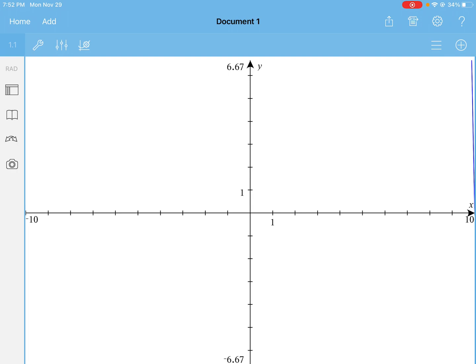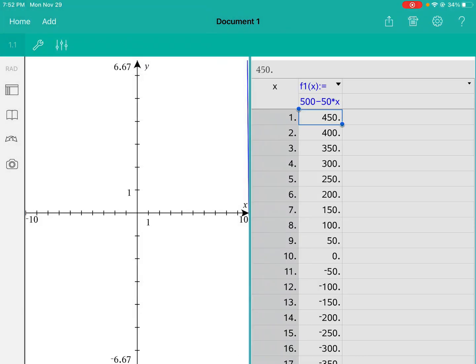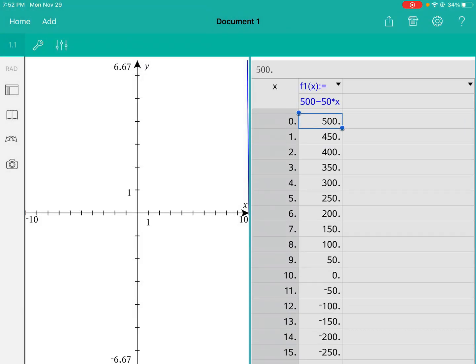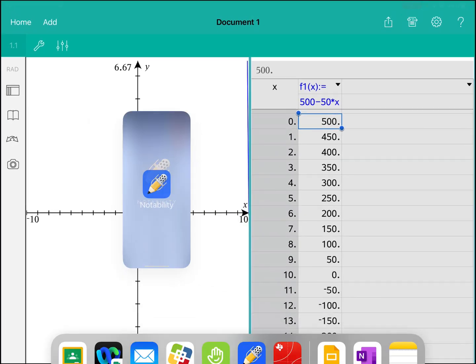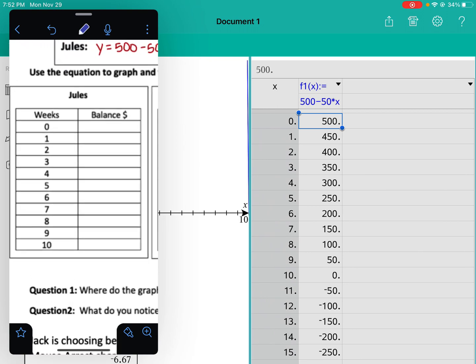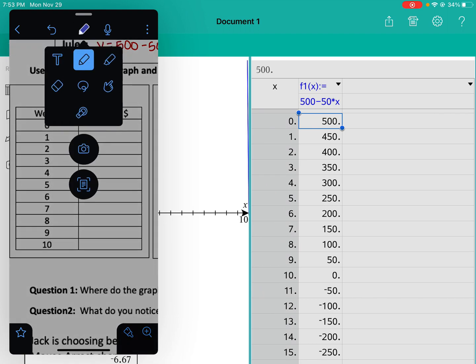So for the table, you're going to hit Control, the yellow button, and the letter T for table. Control T. You can also go to Menu, Table, Split Screen Table. And all we're going to do is write down these values into our table. So at 0 weeks, she has $500.